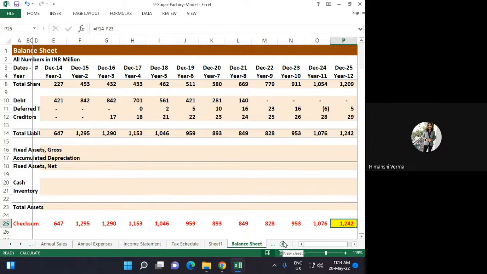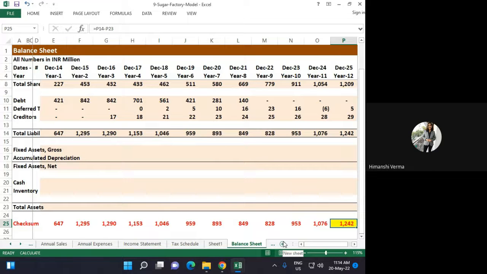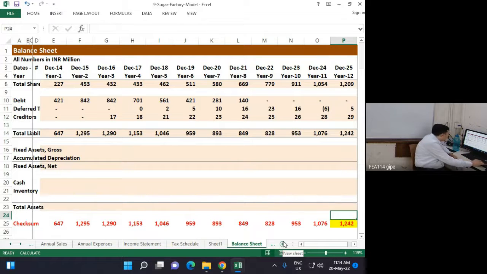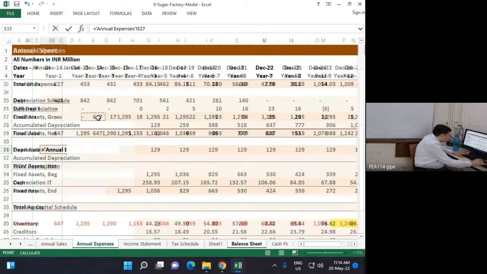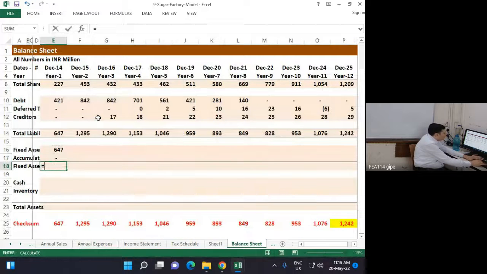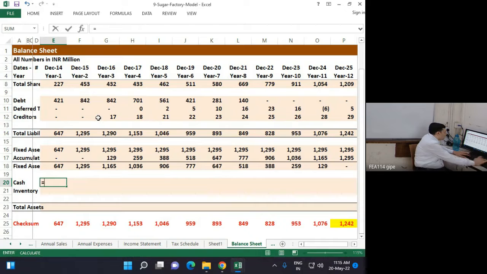So 1165. For the last year, yes, sir. Okay, looks correct. Good. Let's do it here on screen. First, fixed asset gross is already calculated there. We'll take both fixed asset gross and accumulated depreciation from the annual expenses page.